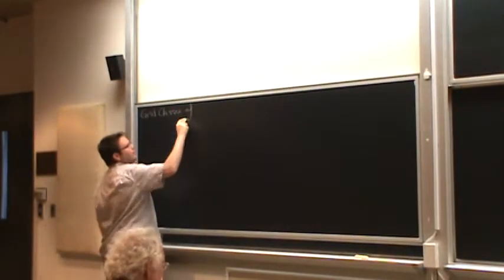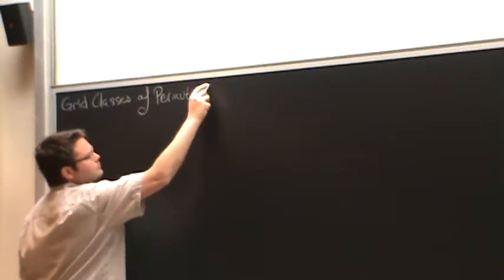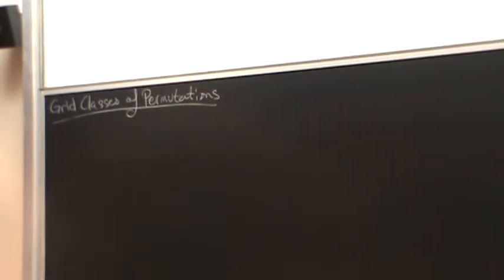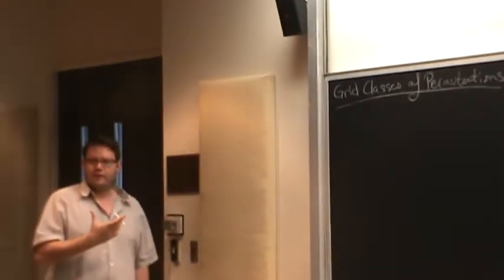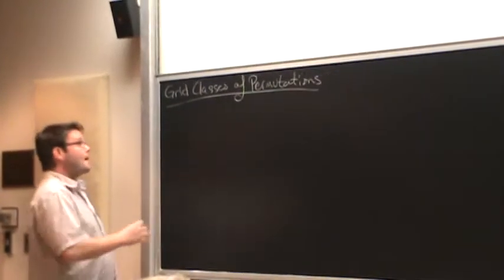So I'm going to talk about grid classes of permutations. And the basic idea, I'm just going to review the prerequisites. There's a simple partial order on permutations. And grid classes attempt to study sets that have some nice structure, and we'll try and prove some theorems about them.